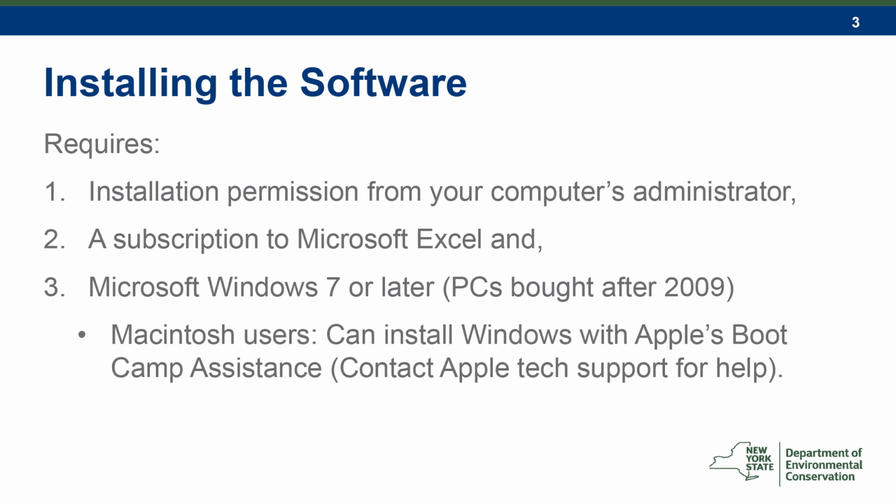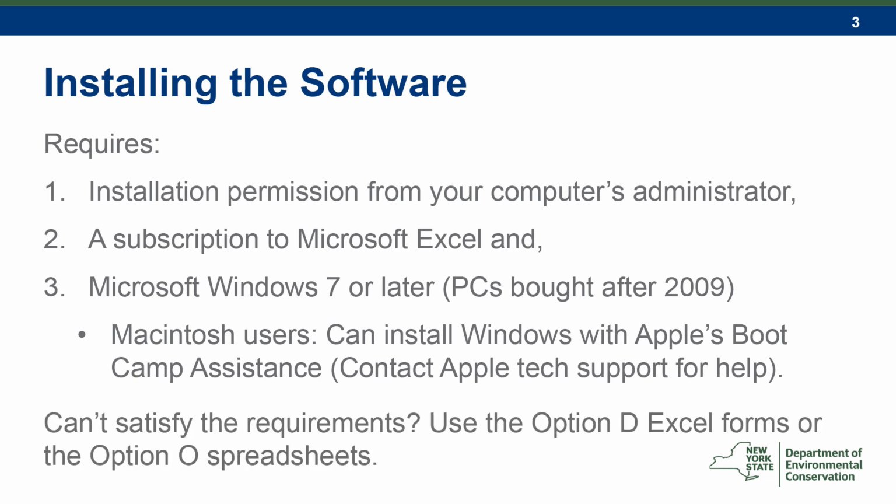If you have a Macintosh, you can use Apple's Boot Camp Assistance to install Windows onto your computer. For questions about installing Windows onto a Mac, please contact Apple Tech Support. If you cannot satisfy these requirements, you can use the Option D Excel forms or the Option O spreadsheets. Please watch DEC's user guide videos for these options.